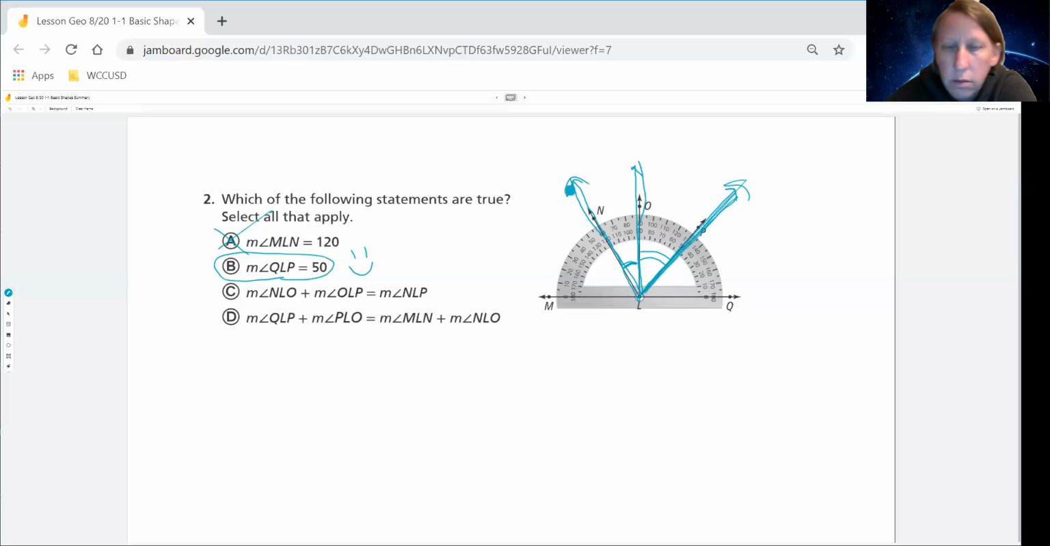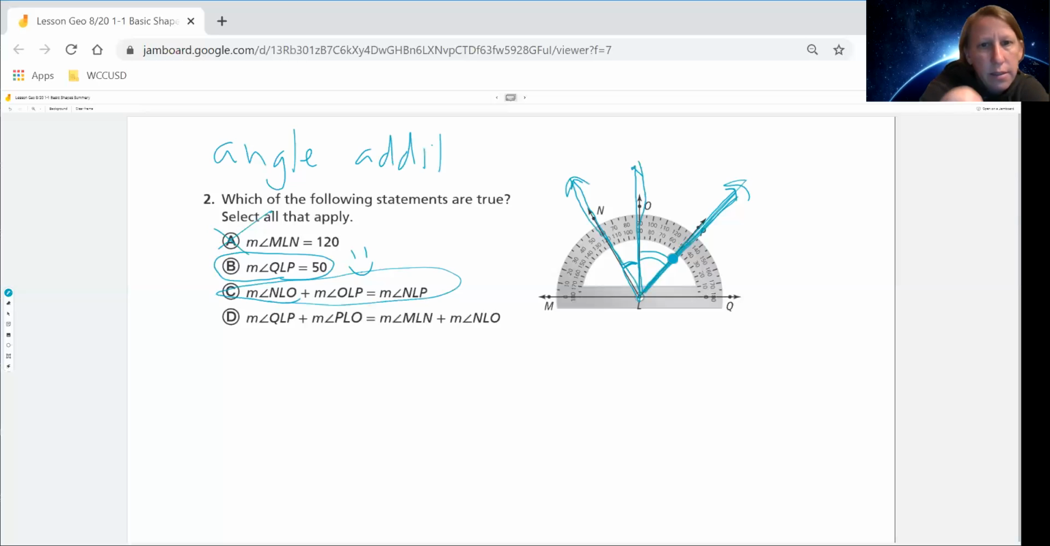Well, what do you guys think? Would this little piece plus this piece make all the way from there to there? Yep. That is called the angle addition postulate. It says the pieces of the angle will form the whole one. Okay, and I don't need the numbers for that, but it looks like 10, 20, 30 for that one, and 10, 20, 30, 40 for that one. So 30 plus 40 is 70. Sure, why not? Okay, the last one, let's take a look at that.